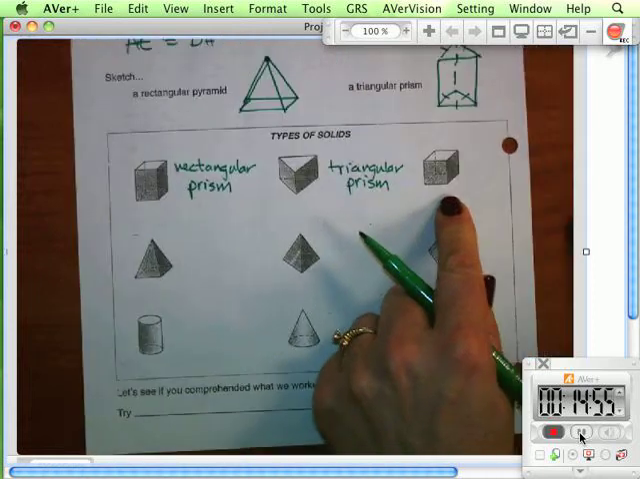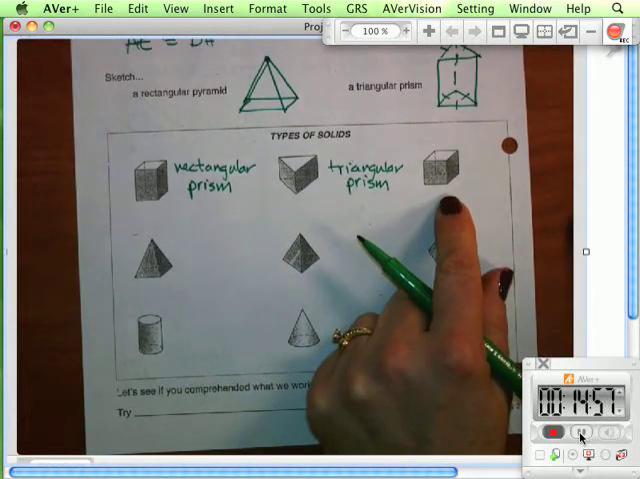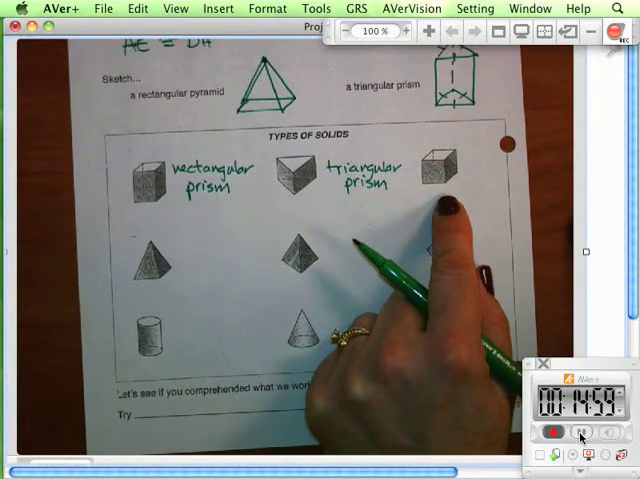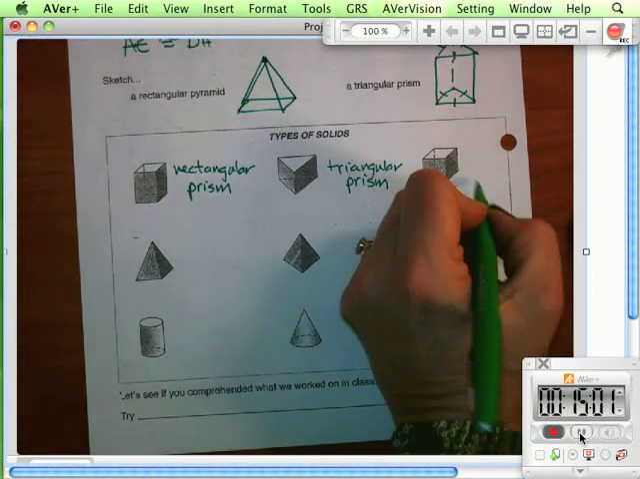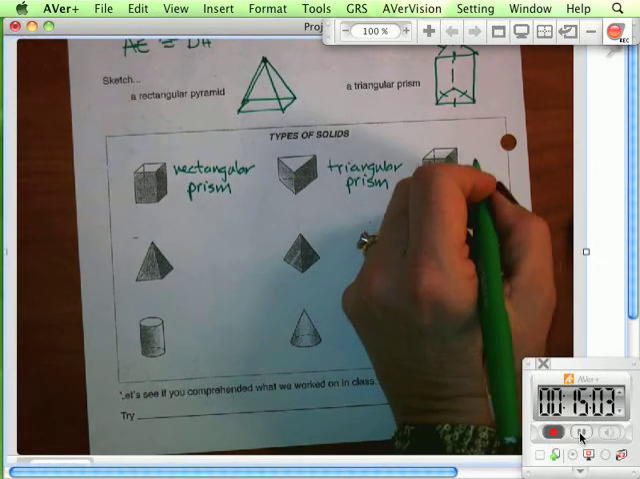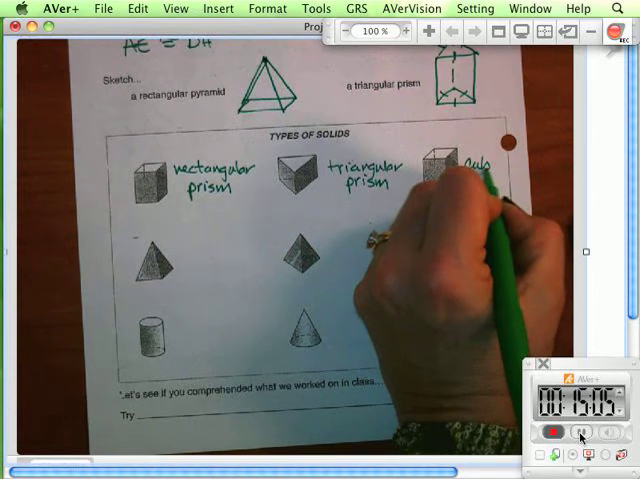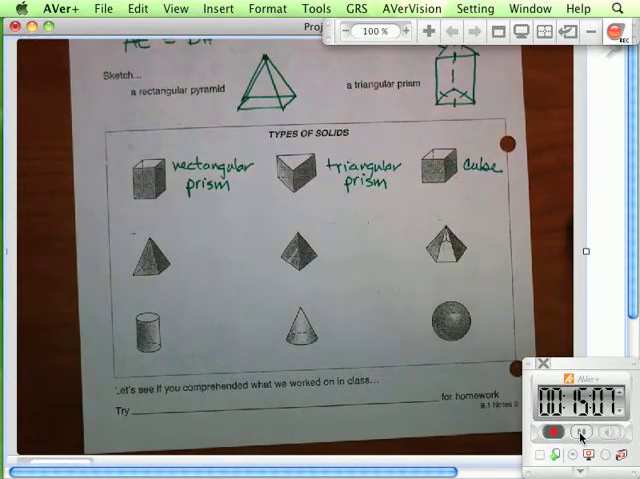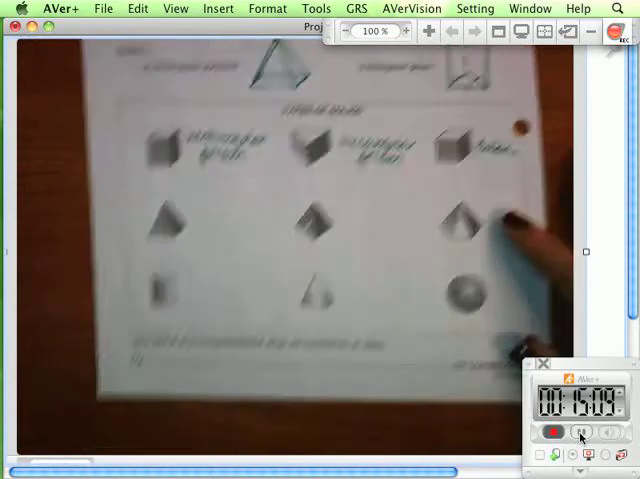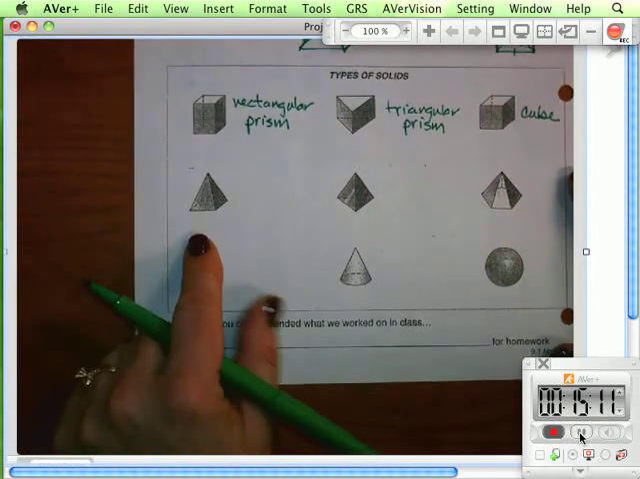It looks like it's all equal sides that are all squares. We don't say square prism. We say what? Cube.